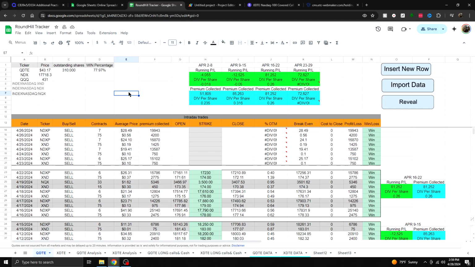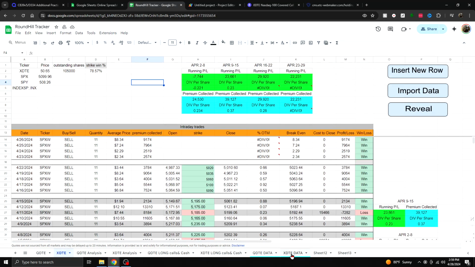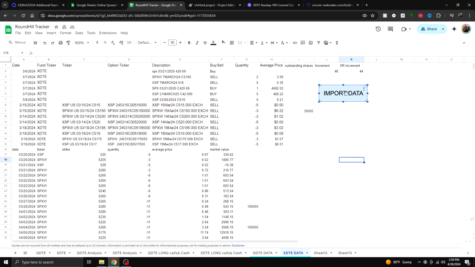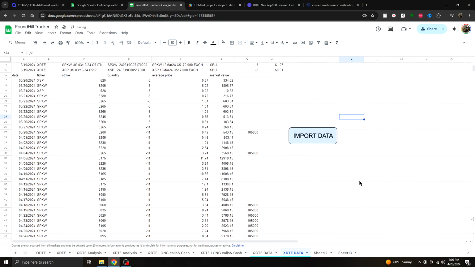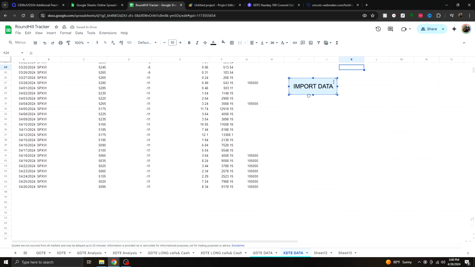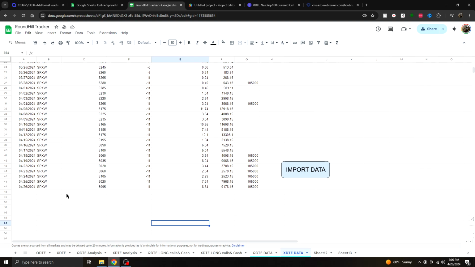Alright, so starting off, I guess we'll start off with all the buttons and what everything does. So first, we need to go over, let's just do XCTE just because it makes it a little simpler. So let me just drag this down. So basically, every day I'll go in here, I'll go to my data tabs, and I'll import the latest data.